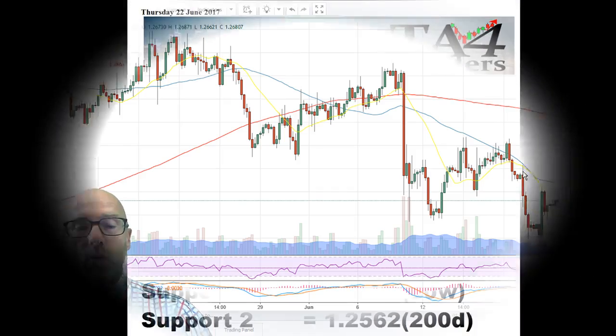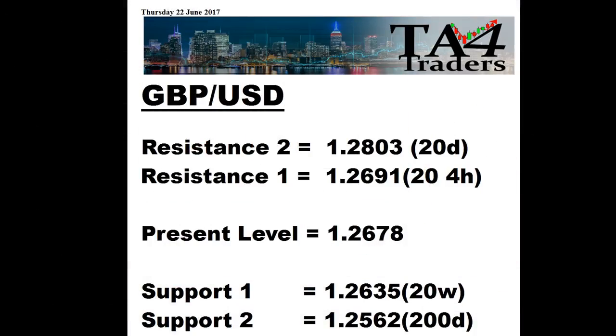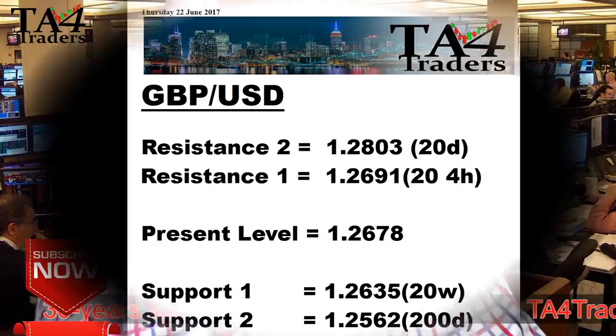Looking at the support resistance, the 24-hour 126.91, 20-day 128 giving resistance, with supports at 126.35 from the 20-week, and support to 125.62 from the 200-day.